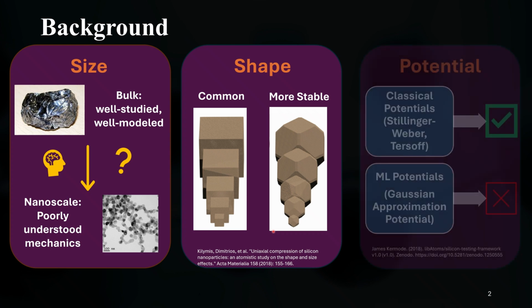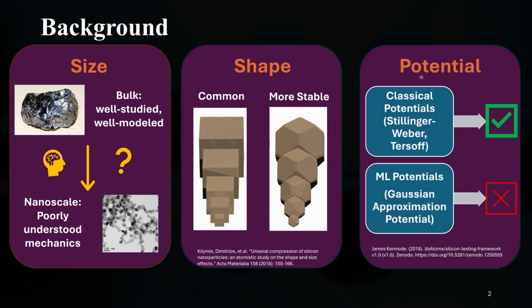The third thing is the potential, and you can think of the potential as basically like the physics rule that governs how atoms interact in a simulation. There are many studies and research done on classical potentials, and that's what's been used for a very long time, with the two most popular being Stillinger-Weber, SW, and Tersoff. However, there are relatively newer potentials that are machine learned based on data, like the Gaussian approximation potential, GAP, that offer more accuracy, and we want to put that to the test.